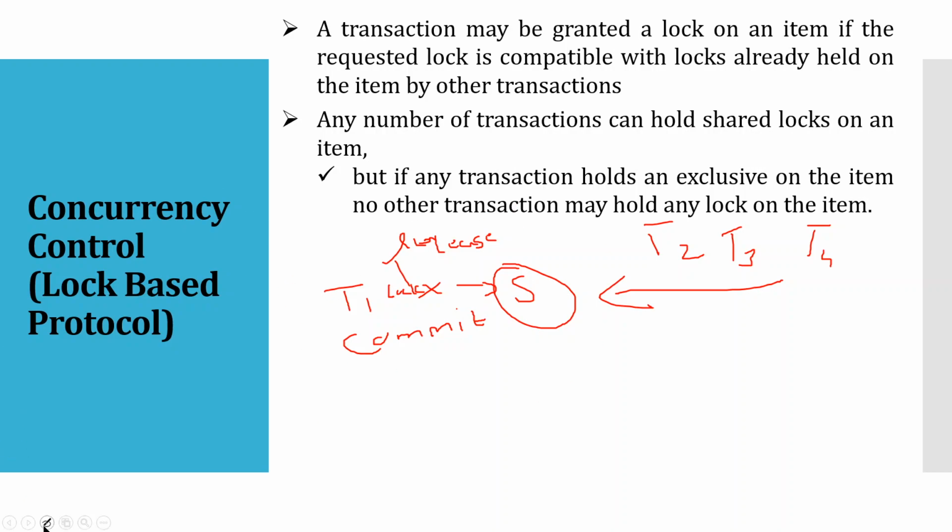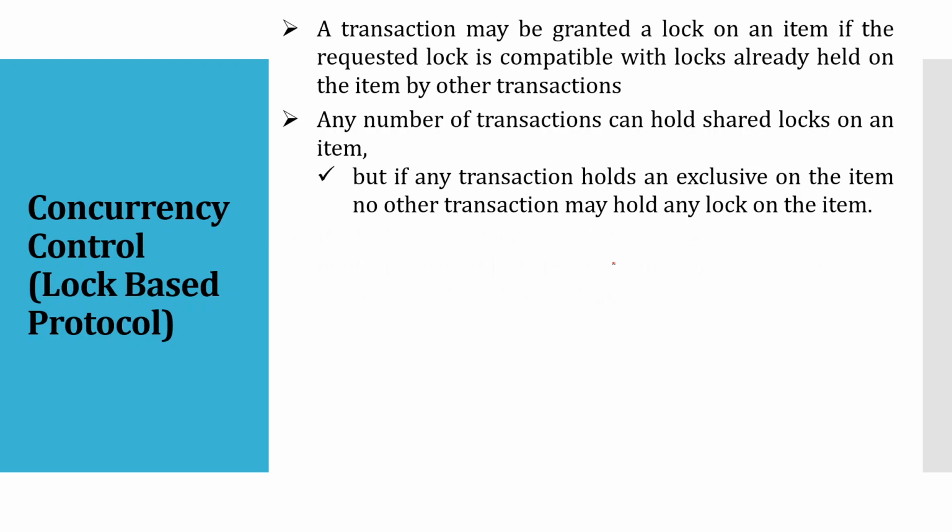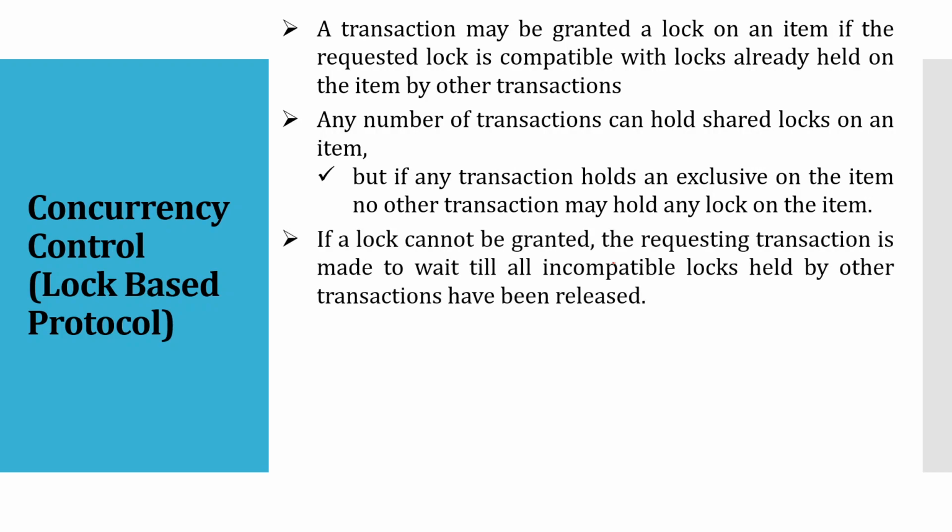If any transaction has an exclusive lock, then no other transaction can have any type of lock on the same data item. They have to wait till the exclusive lock is released. That means this transaction is saying that I am done with my work and you can all use this data item, right? So if a lock cannot be granted, the requesting transaction is made to wait till all the compatible locks held by the transaction are released.